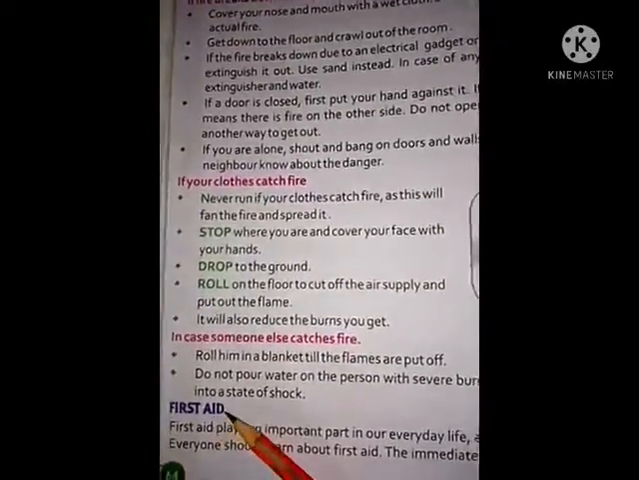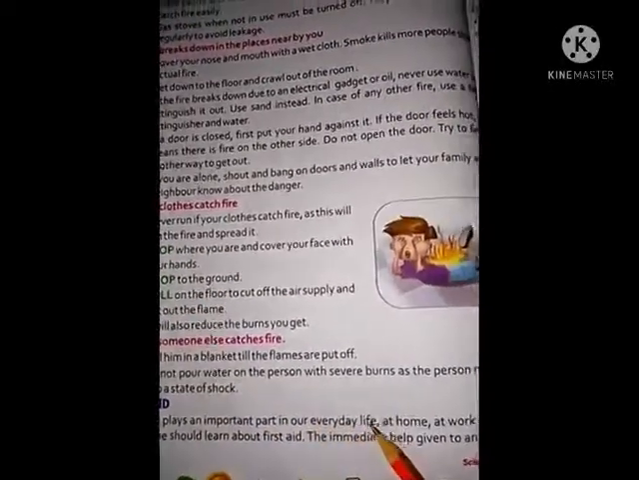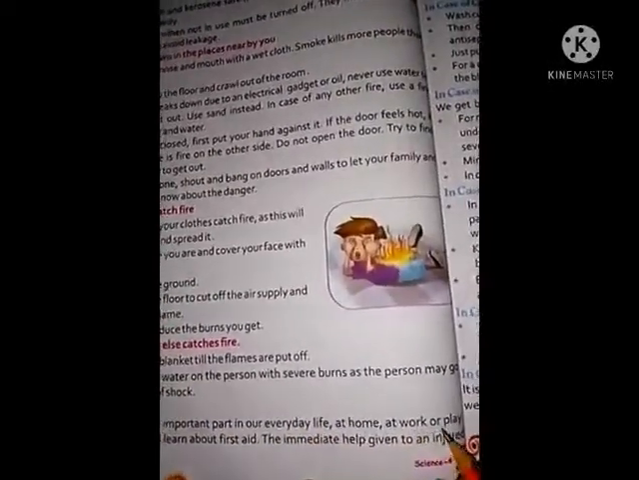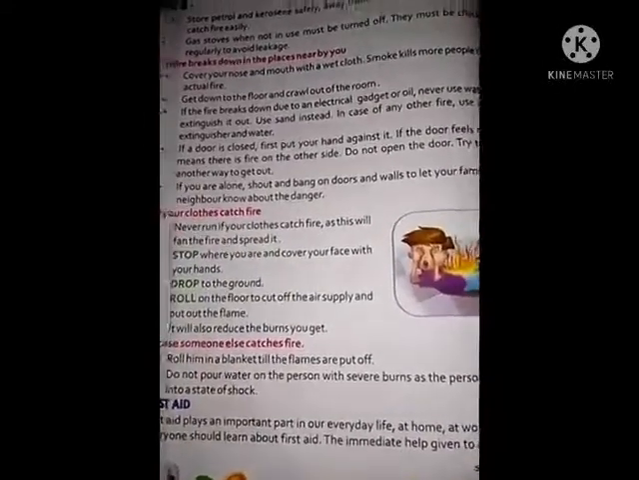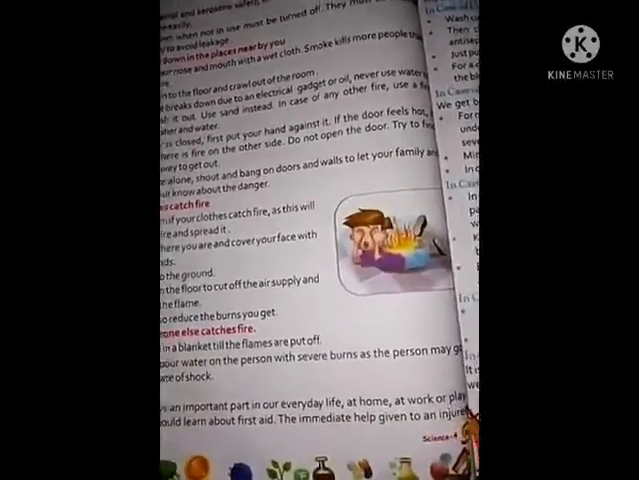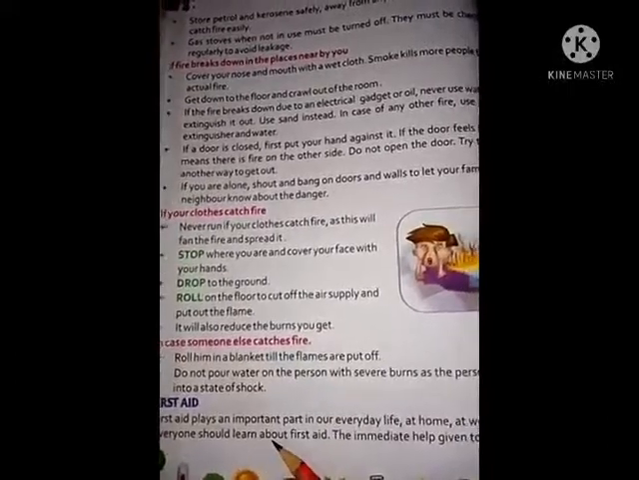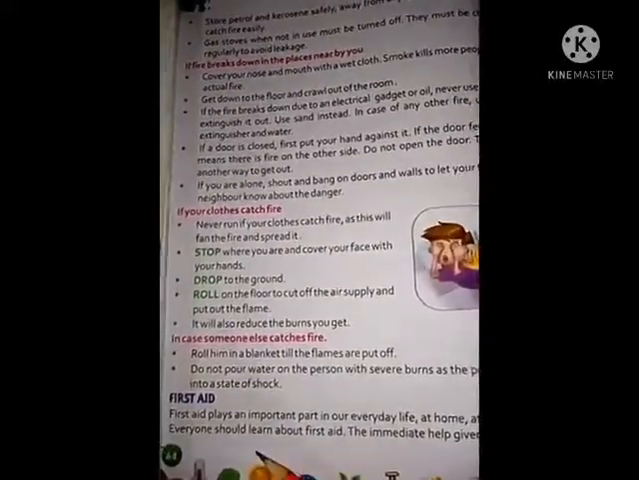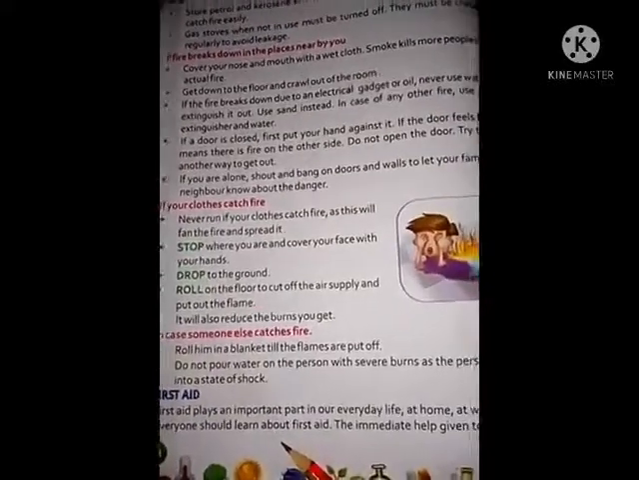First aid plays an important role in our everyday life at home, at work or play. Everyone should learn about first aid. What is first aid? What is its importance?